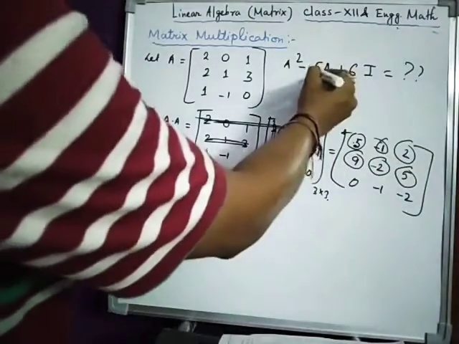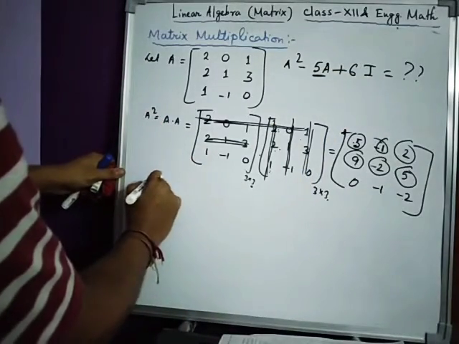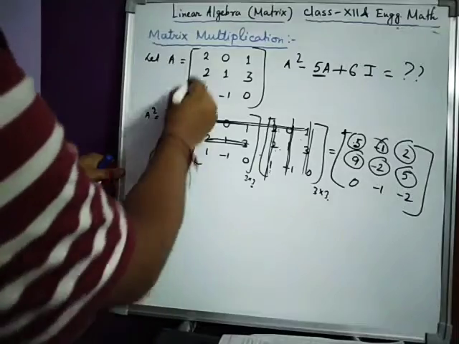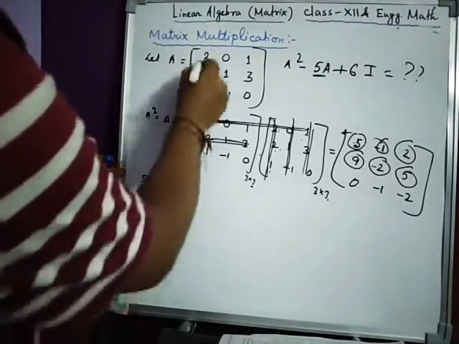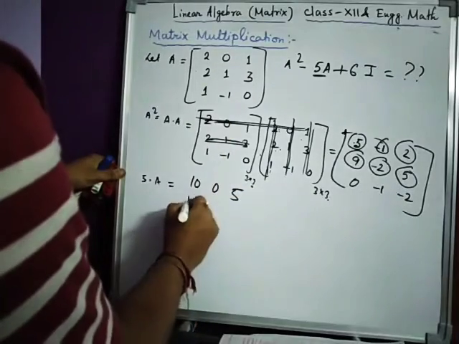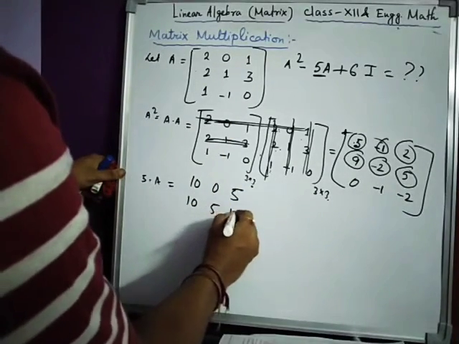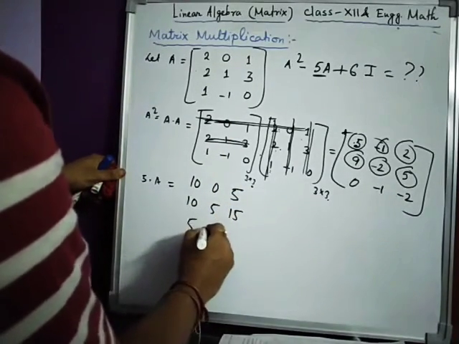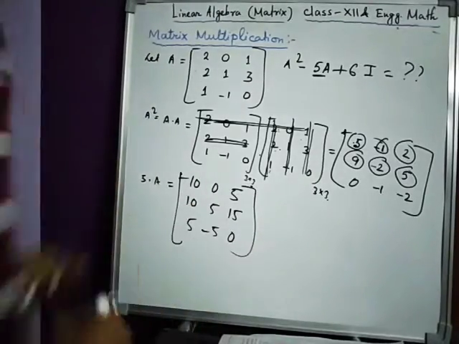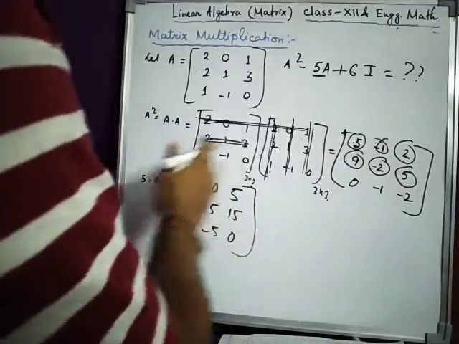Now next, 5A. 5 into A means just multiply every element with 5. So 5 into 1 is 5, 5 into 0 is 0, 5 into 2 is 10, 5 into 3 is 15, 5 minus 5, 0. So this is 5A. Okay, so A square is done, 5A is done.